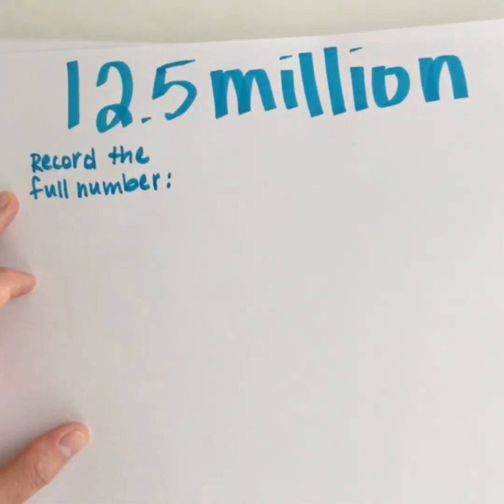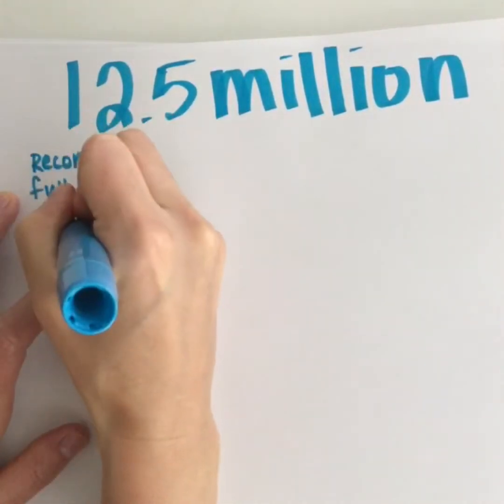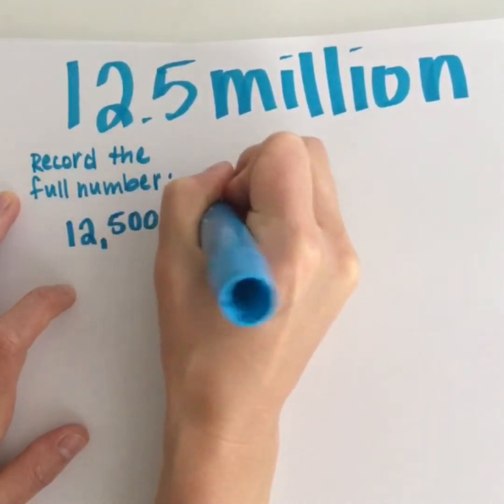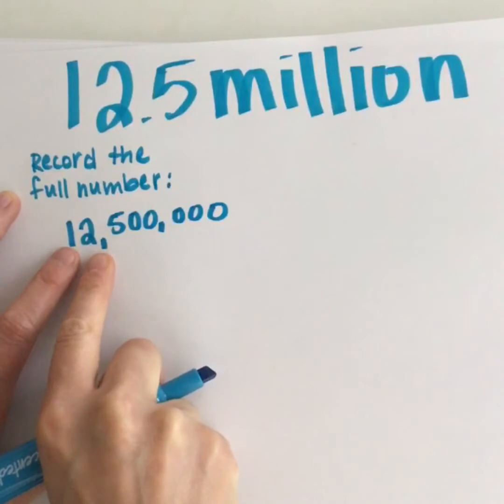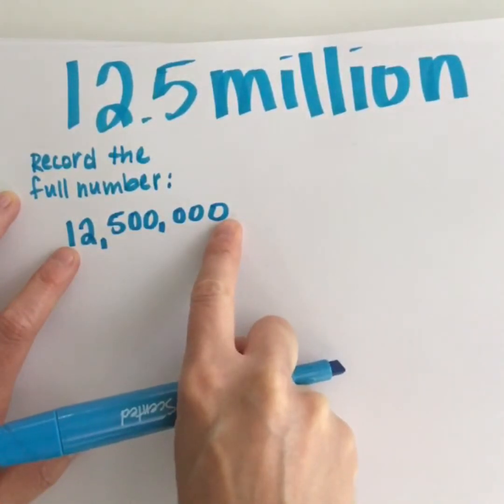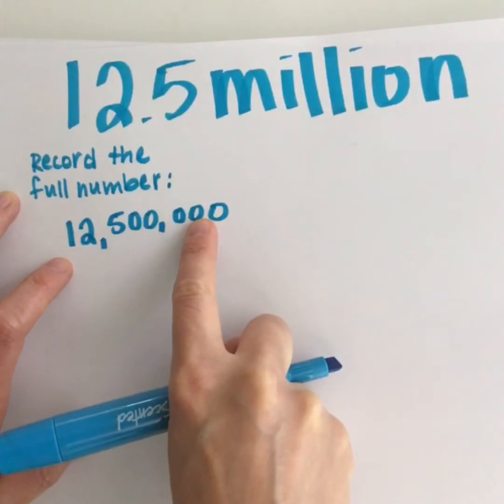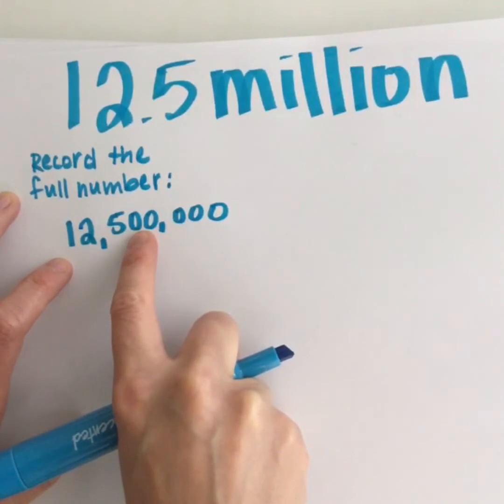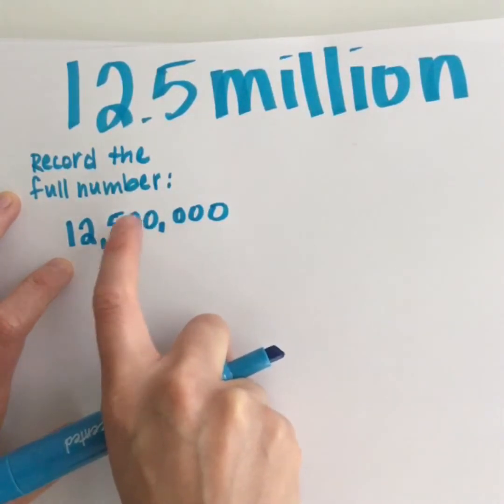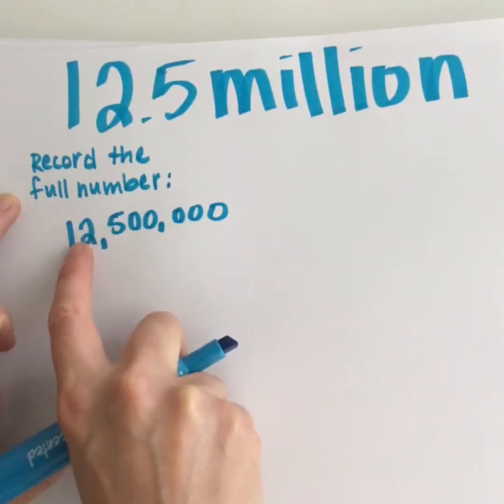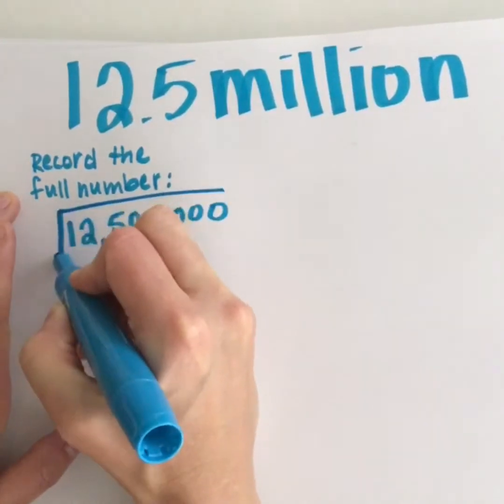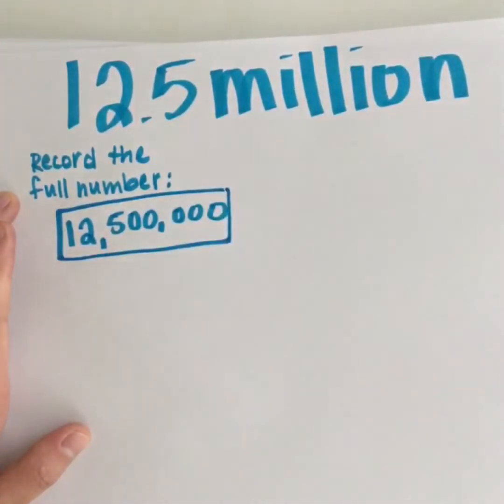Okay, so base 10, we're really thinking about how many are in each place value. So one of the ways that I can do that is record the full number. So I'm going to go ahead and record this as 12,500,000. Okay, so this is the way that I can represent every single place value. So I know this is the ones place, this is the tens place, this is the hundreds place, this is the thousands place, this is the 10,000s place, the 100,000s place, the millions place, and the 10 millions place. Okay, so this allows me to be able to compare this number with other numbers easier.